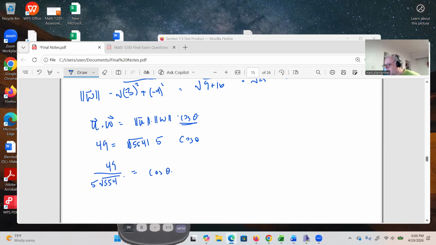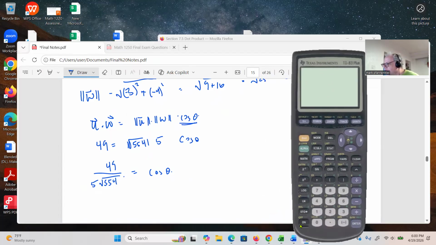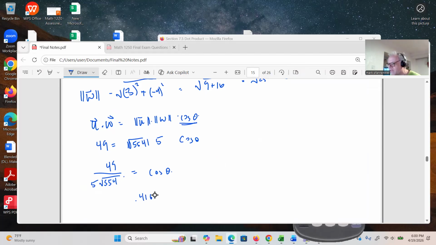We'll do it on the big calculator for this one so you can see what's going on. Here we have 5 times the square root of 554, which is 117.686 and some change. Then 49 divided by my answer gives 0.4164. So 0.4164 is equal to the cosine of this angle.